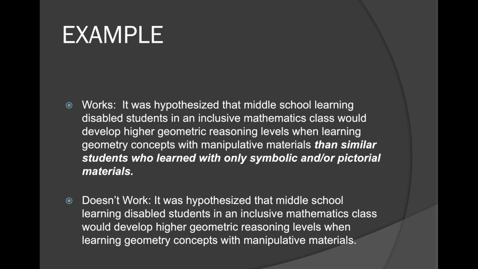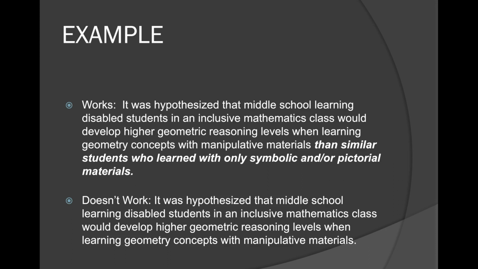All right, so here's something that works and doesn't work. It was hypothesized that middle school learning disabled students in an inclusive mathematics class would develop higher geometric reasoning levels when learning geometry concepts with manipulative materials than similar students who learned only with symbolic or pictorial materials. So we have to figure out how we're going to measure those higher geometric reasoning levels. You have 2 groups there that you're comparing. One is getting a manipulative material, one's learning with symbolic or pictorial materials. So that works in terms of a research hypothesis because we have 2 groups we're comparing.